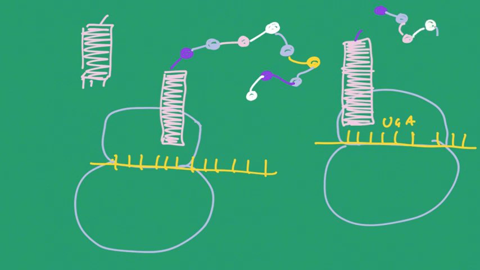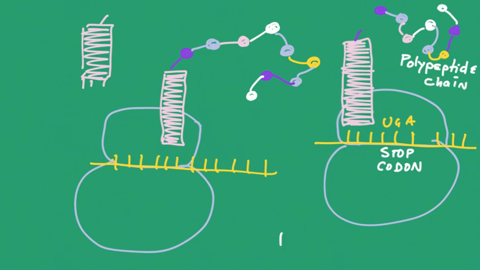Once it releases the polypeptide chain, the tRNA is free to leave the ribosome. Now the ribosome has finished its job, and so once the tRNA leaves, the ribosome also separates from the mRNA, and the entire process can be repeated. So this stage is called termination. The entire process of protein synthesis, starting from transcription in the nucleus all the way to termination, only takes about 60 seconds.